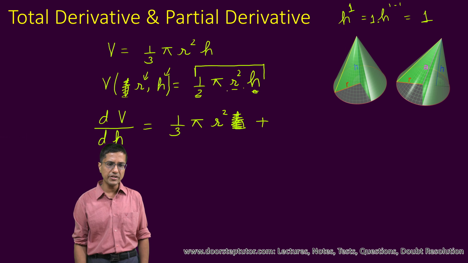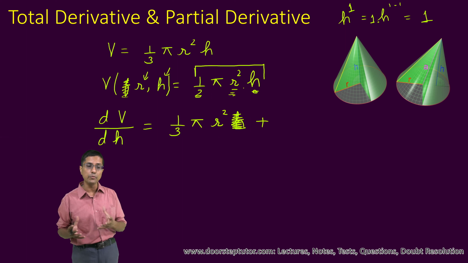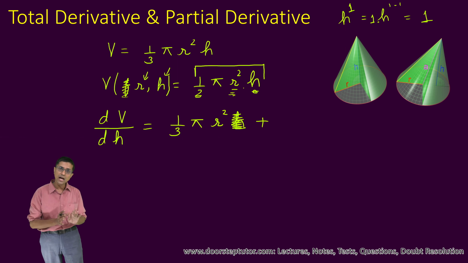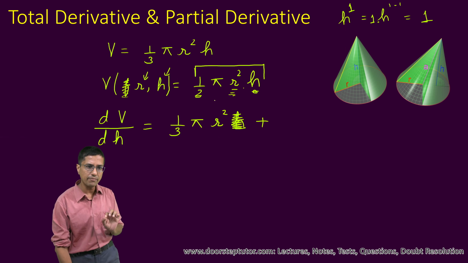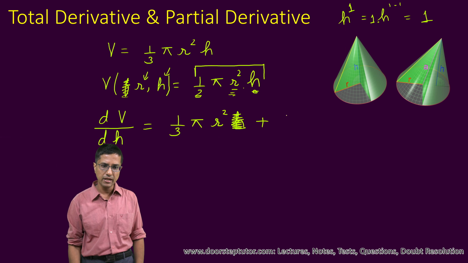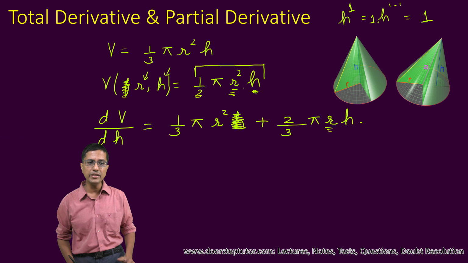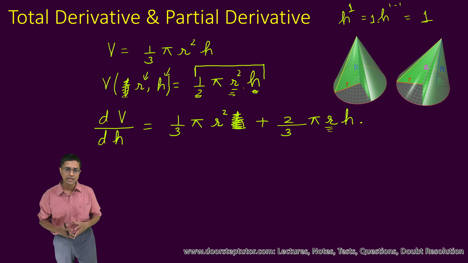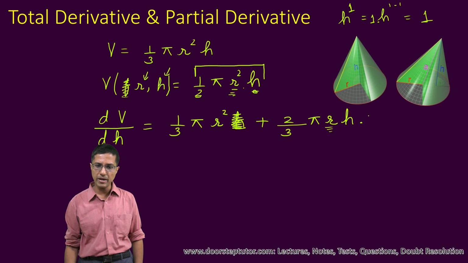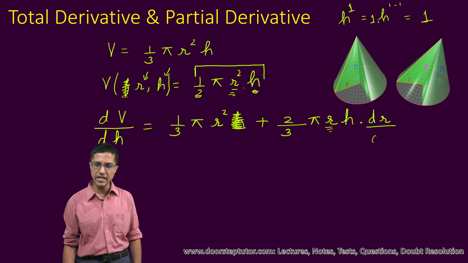Plus, now we'll differentiate with respect to r. We have to do that too, because as we said, both r and h are varying. Of course, that comes out to be 2 by 3 pi, this r will just become r, and h will remain as is. But the problem is we are doing the differentiation with respect to h, not with respect to r. So by chain rule, we will have an additional term here, which is dr by dh.